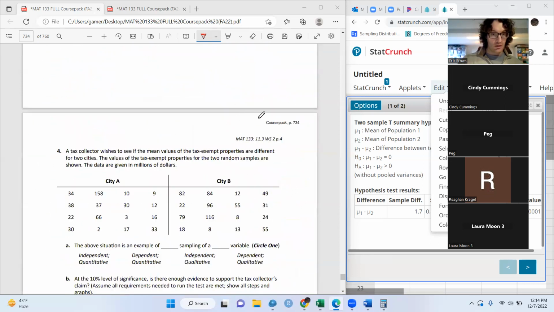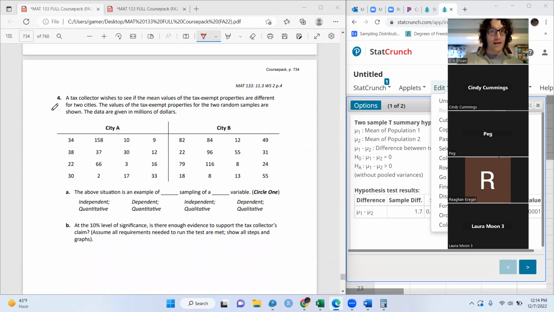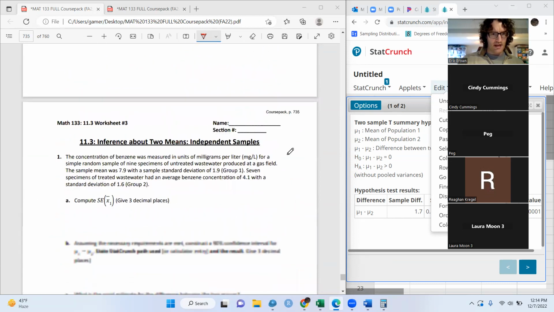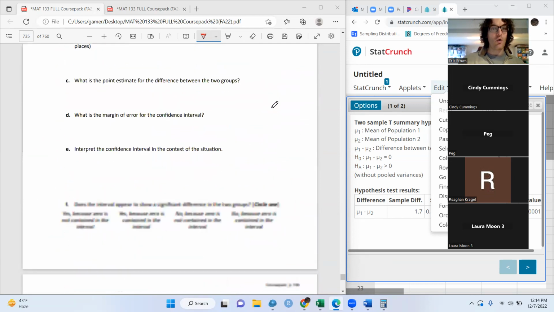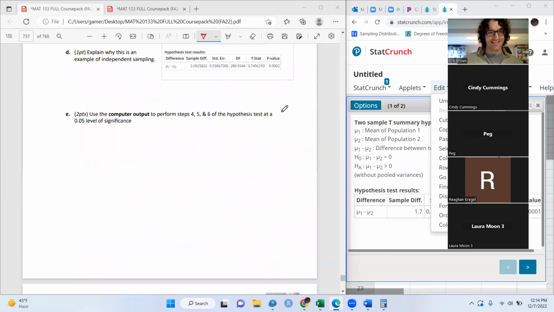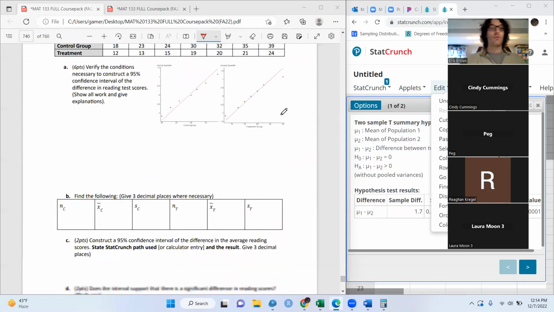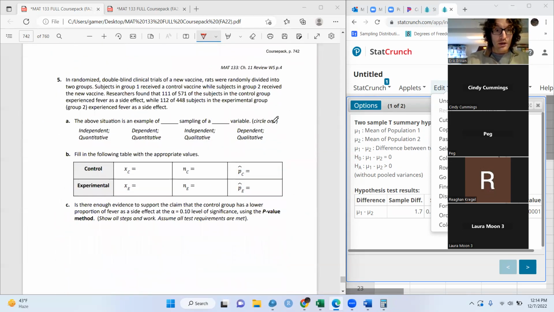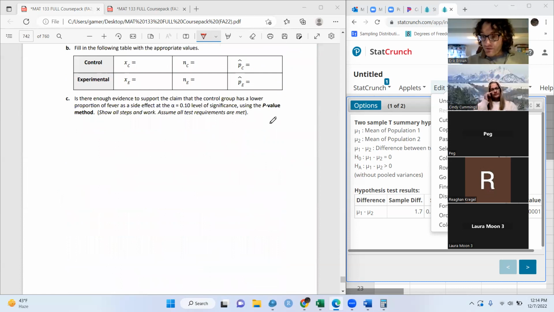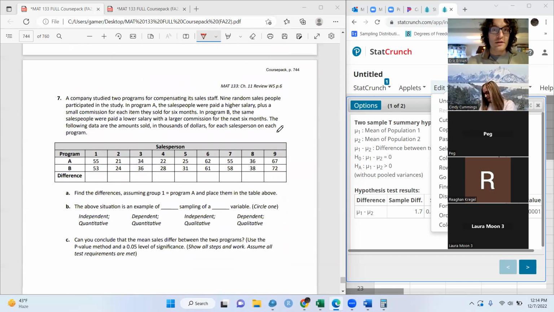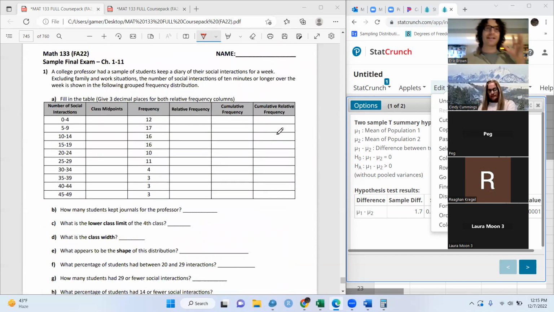Okay, so look at this gross stuff. We've got another hypothesis test with an awful looking table. And then we've got a whole other worksheet with a whole bunch of stuff on it, and another review worksheet. We've got 45 minutes of time left, plus an entire sample final exam review.